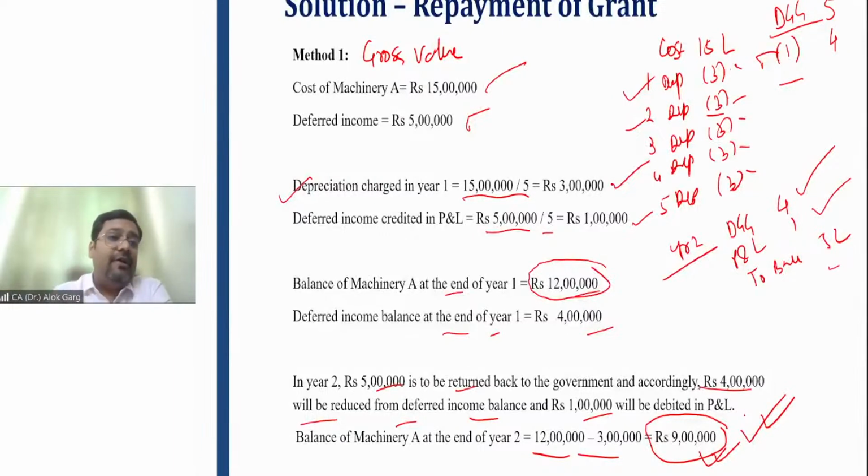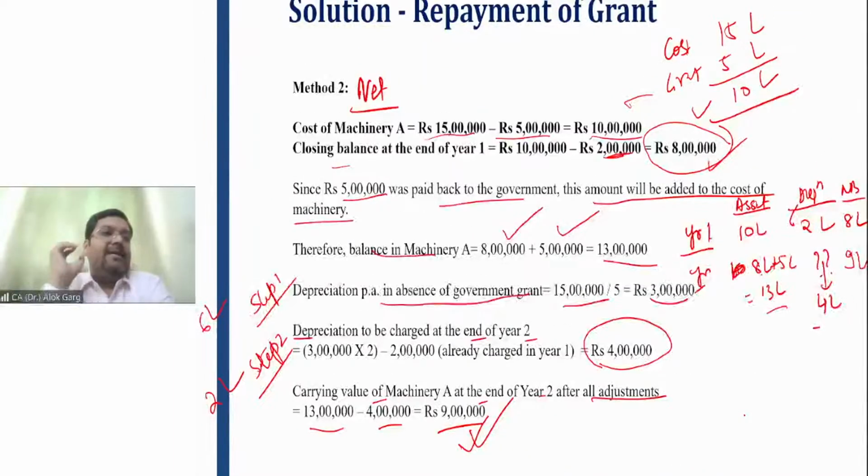But if the entity is following a net value approach, in that case, first, whatever amount you are required to pay back, that amount has to be added back in the carrying value of the asset. Like in this case, the carrying value at the end of the first year was 8 lakh rupees and the payment was 5 lakh rupees. So the total becomes 13 lakh rupees. Then you have to compute depreciation. If this grant has never been received, what would be the total depreciation? So the total depreciation till the date of default is 6 lakh rupees.